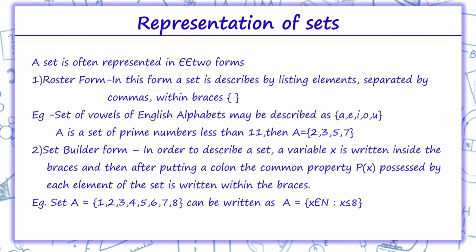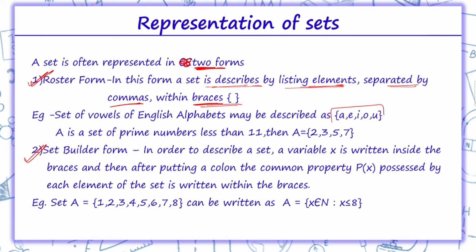Basically, what is a set? Now, how to represent these sets? These sets are often represented in two forms. The two forms are, the first is roster form and the second is set builder form. Now what is roster form? In this form, a set is described by listing elements separated by commas within brackets. Like if I have to write the set of vowels in the English alphabet, we know the vowels are A, E, I, O, U.